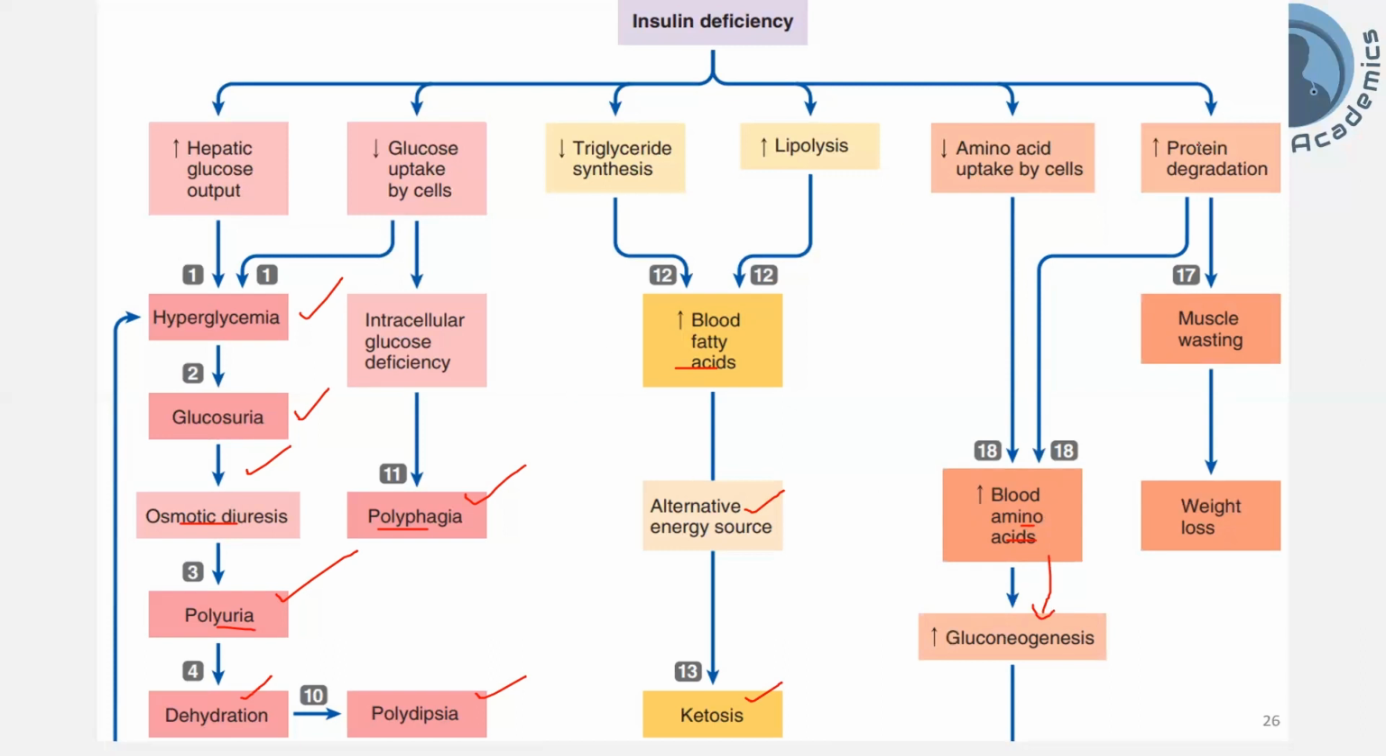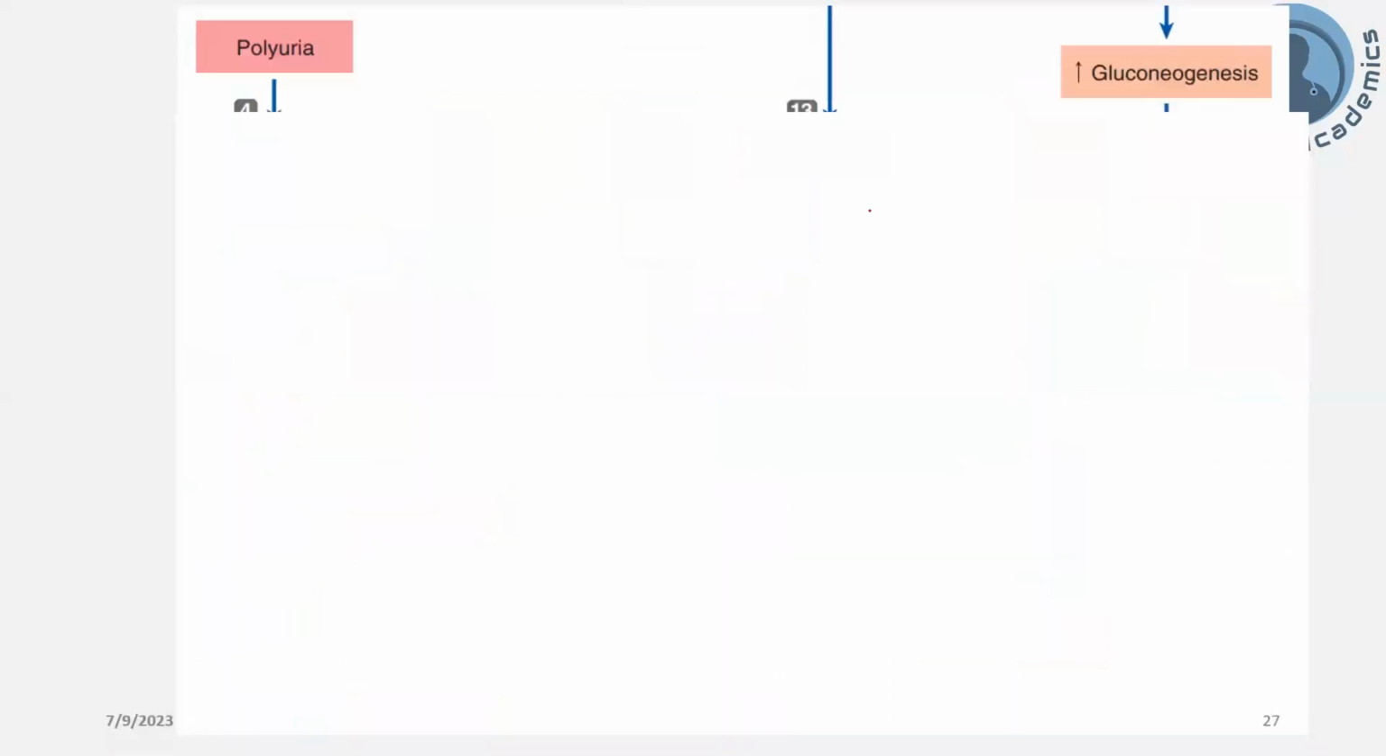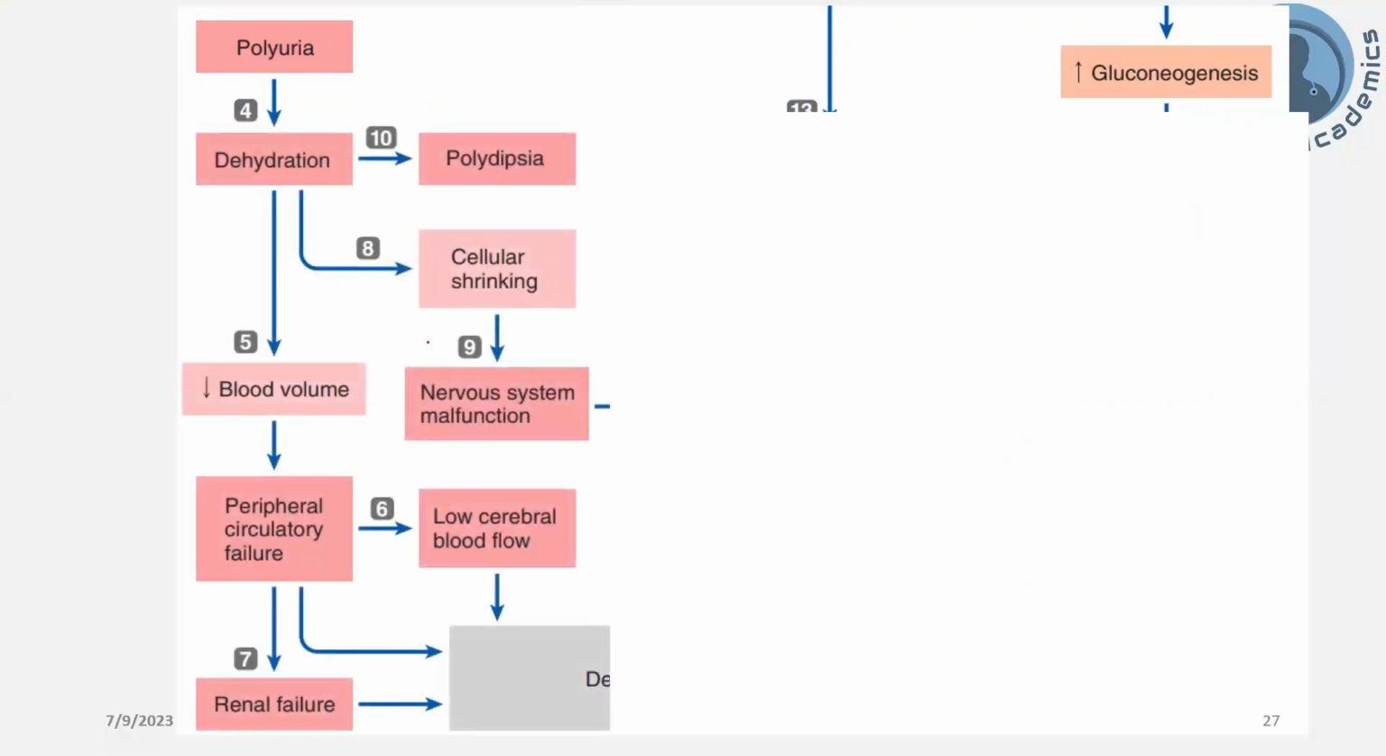In the presence of excessive protein degradation, obviously muscle wasting is going to occur, which is going to cause weight loss. The weight loss that is seen in association with diabetes mellitus can be explained by the protein degradation and muscle wasting that occurs. So let's carry on. So polyuria, which causes dehydration, and polydipsia, it is going to bring about certain other effects.